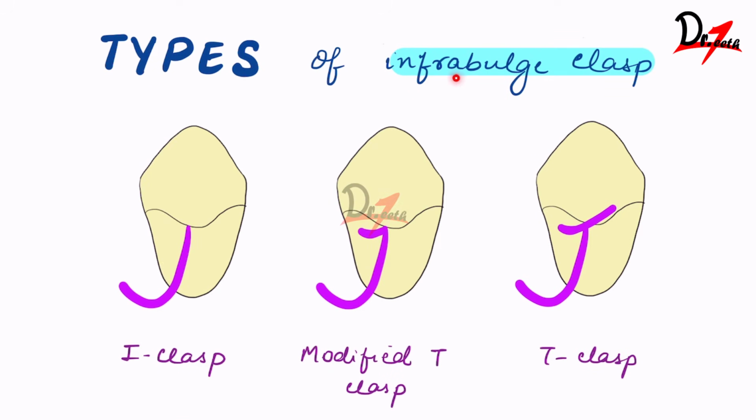Now we have to talk about the infrabulge. Okay, as you can see here, it is approaching the tooth from the inferior side, right, below the height of contour. So these are the infrabulge. We have the I clasp. It resembles an I. We have the modified T. You can say half T, and this is the full T. So that is the T clasp.